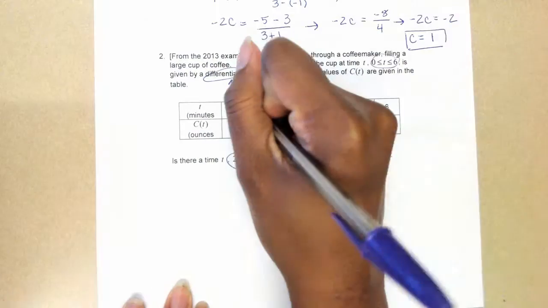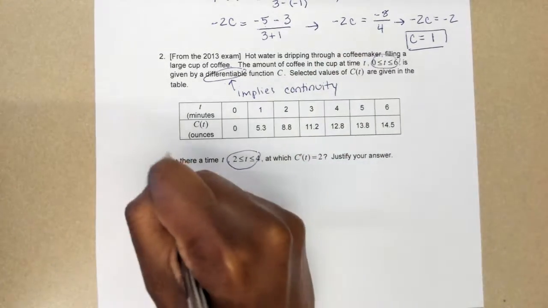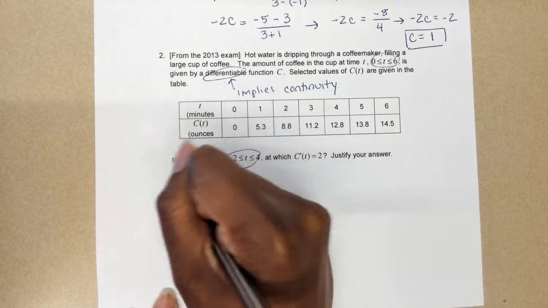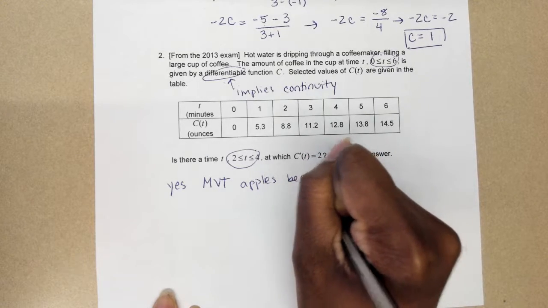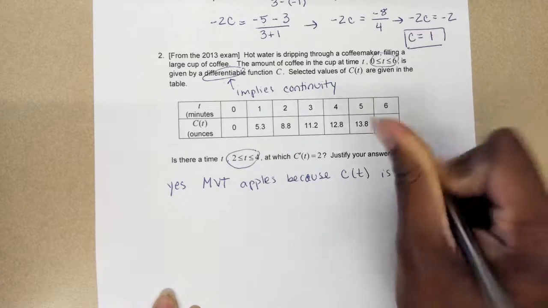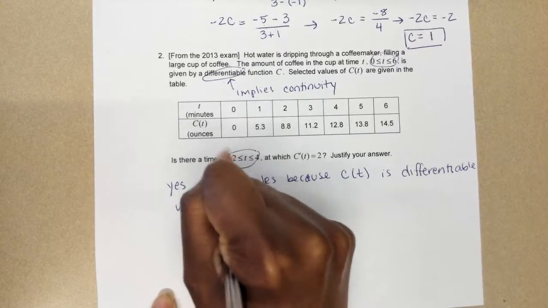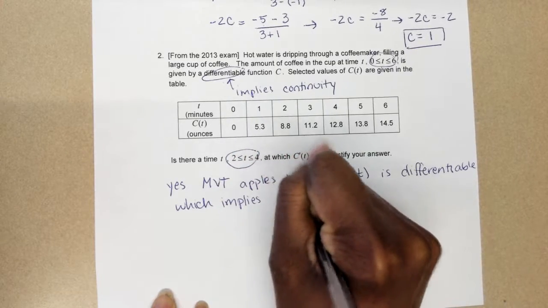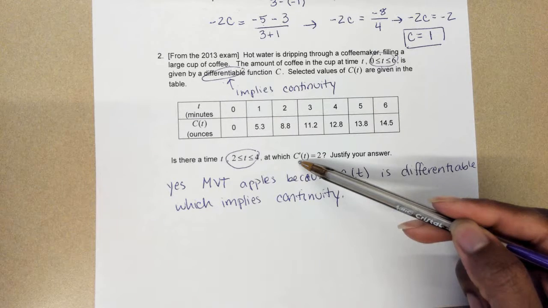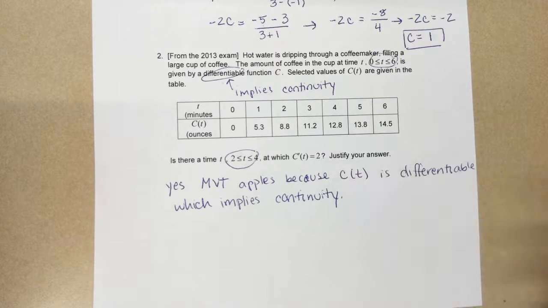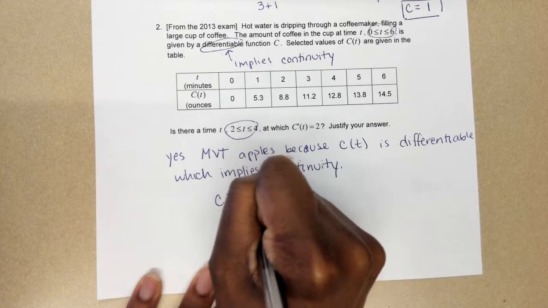So by definition, differentiability implies continuity. So yes, MVT applies, because c of t is differentiable, which implies continuity. So what it's asking is, is there a value of t where the derivative of c is equal to 2? Since MVT applies, we are going to see if c prime of t is going to equal 2.